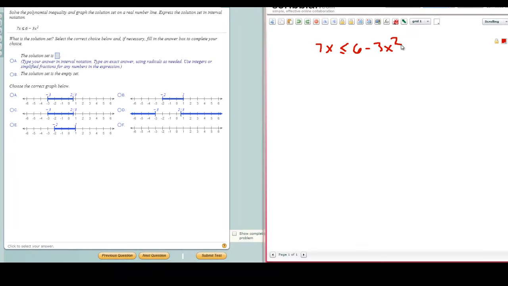Now I'm going to show you how to get the numbers, just because it's good to know where it comes from. So we're going to get this to 0. We're going to bring everything to that side. So it's going to end up being positive 3x squared, and then it's going to be plus 7x, and then minus 6. And that's going to be less than or equal to 0.